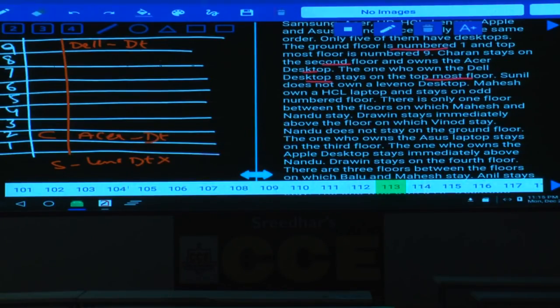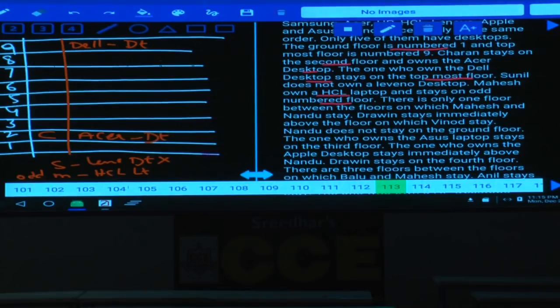Mahesh owns an HCL laptop and stays on an odd number floor. Mahesh, HCL, laptop, and which floor does he stay on? This person stays on an odd number floor. Mahesh stays on an odd number floor, isn't it? And this person owns an HCL laptop.